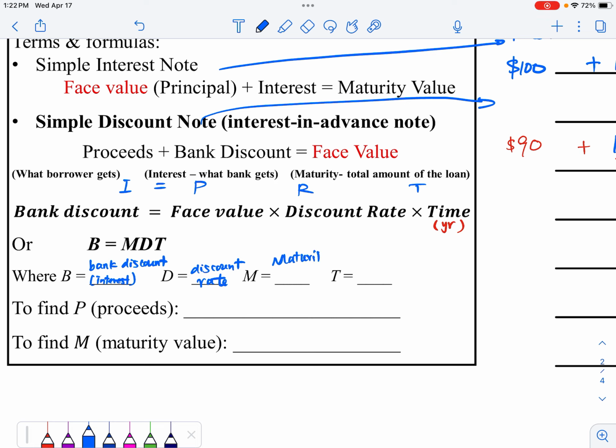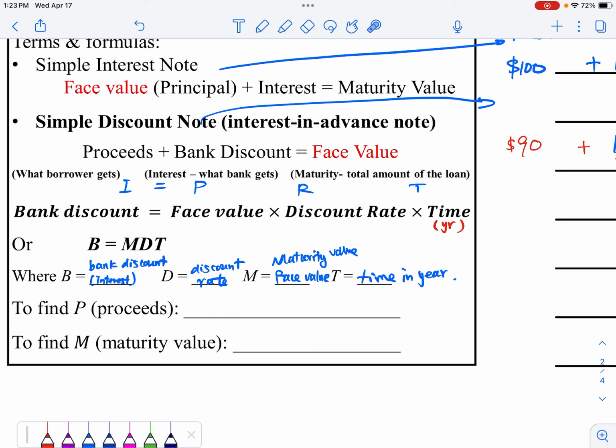Maturity, how much you pay back. Maturity value, which is the face value as well in this case. They're the same. And this is time in years, right? Time measured in the units of year.